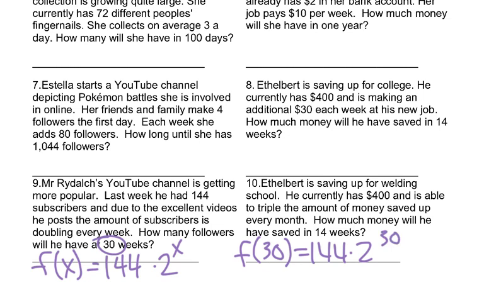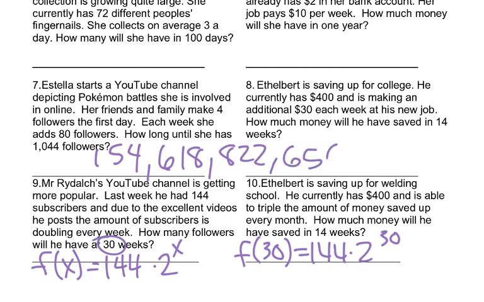Okay, 2 to the 30 gives me 1 billion, times by 144 would give me this number, which would be more viewers than actually exist on the planet. Okay, because that would be 154,618,822,656 in 30 weeks, which would be a lot. I think I could quit my job and just do my YouTube videos.